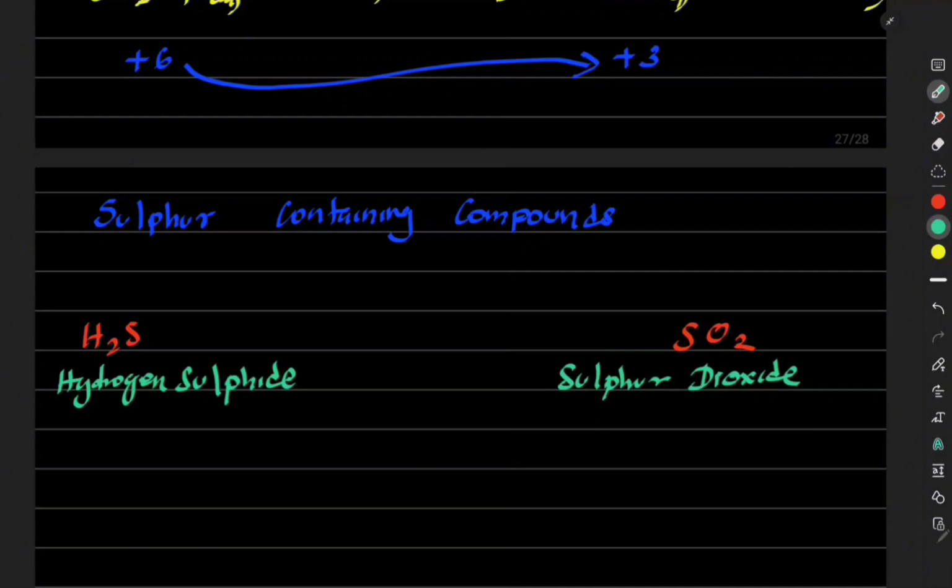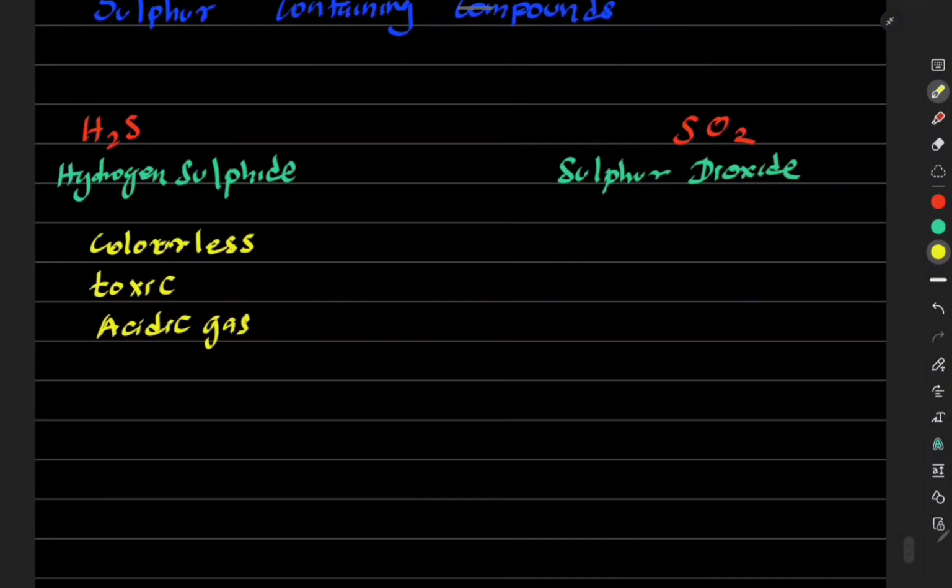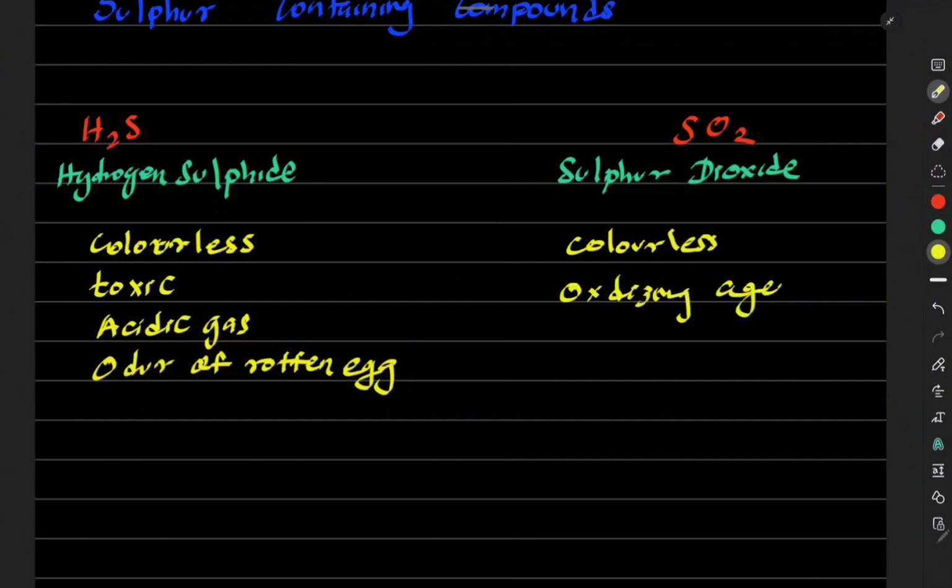Hydrogen sulfide is a colorless gas, and it is a toxic gas. It is an acidic gas, and it has the odor of rotten egg. Sulfur dioxide is also a colorless gas. It acts as an oxidizing agent as well as a reducing agent.